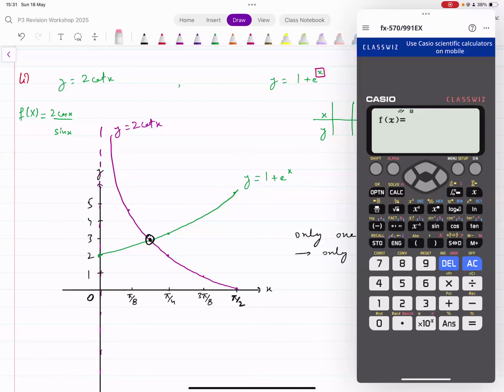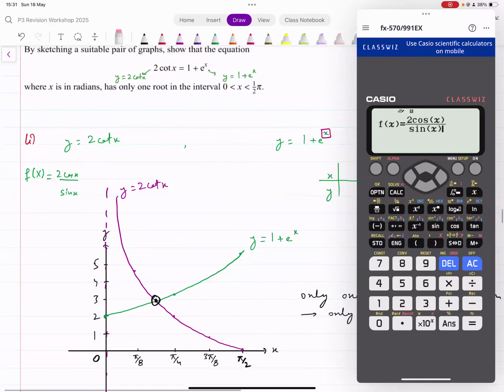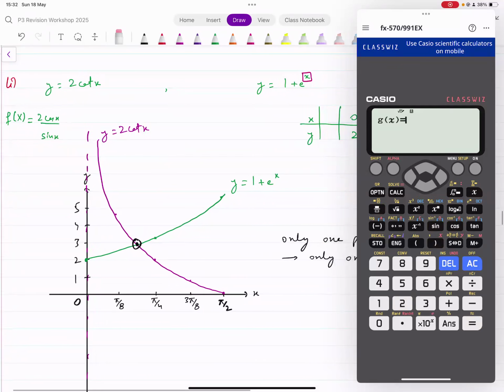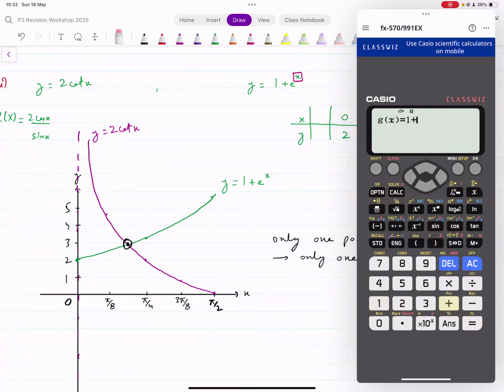Make sure the calculator is in gradient mode. Put f of x as 2 cos of x divided by sin of x, for instance. That's your first function. Now, in this case, since you know the interval, 0 to pi over 2, you can just put g of x, the other function, as 1 plus e raised to the power x.